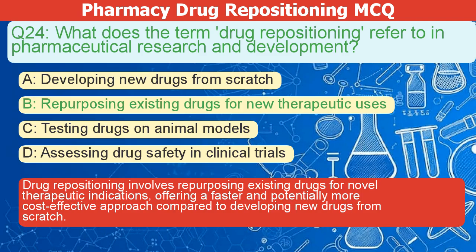The correct answer is B. Drug repositioning involves repurposing existing drugs for new uses. This offers a faster and potentially more cost-effective approach than developing entirely new drugs.